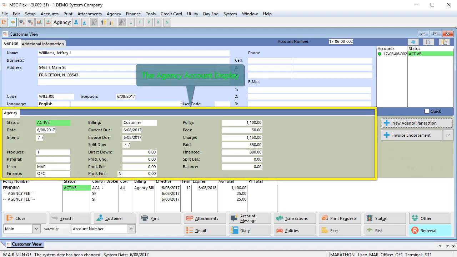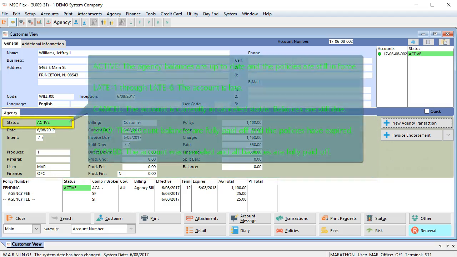This tutorial will cover the agency management account display. This account is from our agency management system. The status for this account is displayed here. The status codes are as follows.